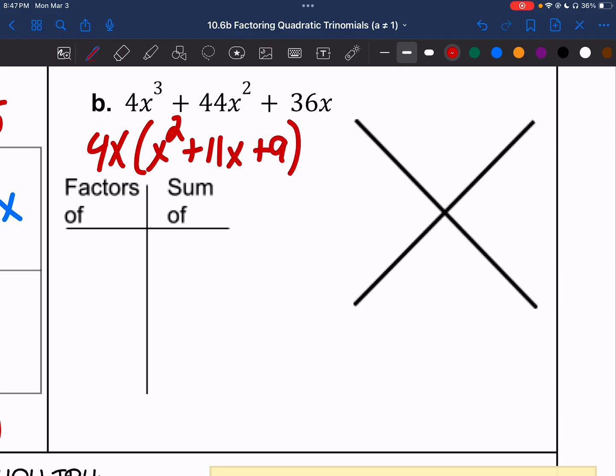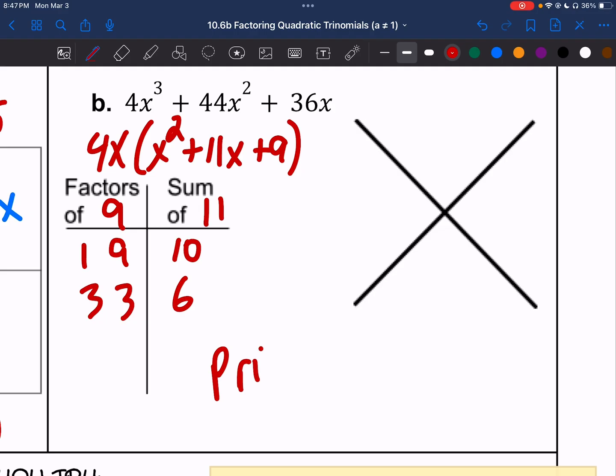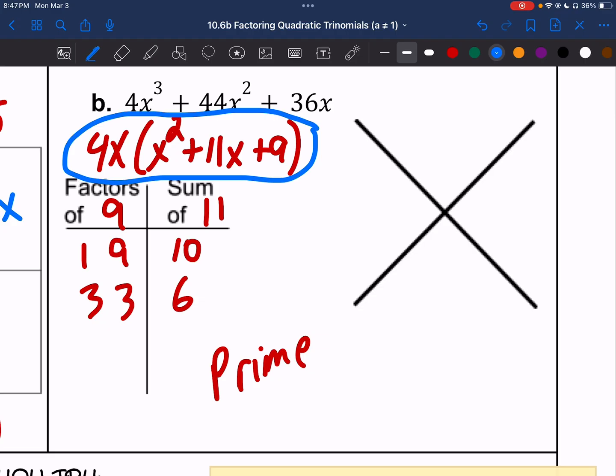So now I'm looking for factors of 9 that have a sum of 11. Well, 1 and 9 gives me a sum of 10. 3 and 3 gives me a sum of 6. Well, what do I do here? I simply write prime, because x squared plus 11x plus 9 is the prime factorization. And so this is your factored form. All you could do on this problem was take out a GCF.